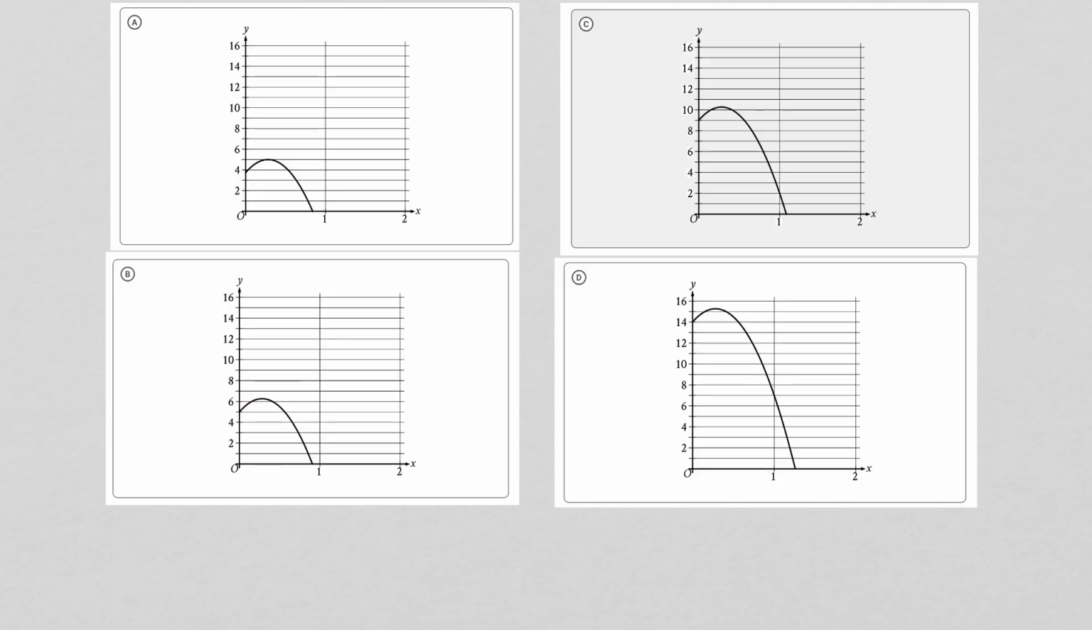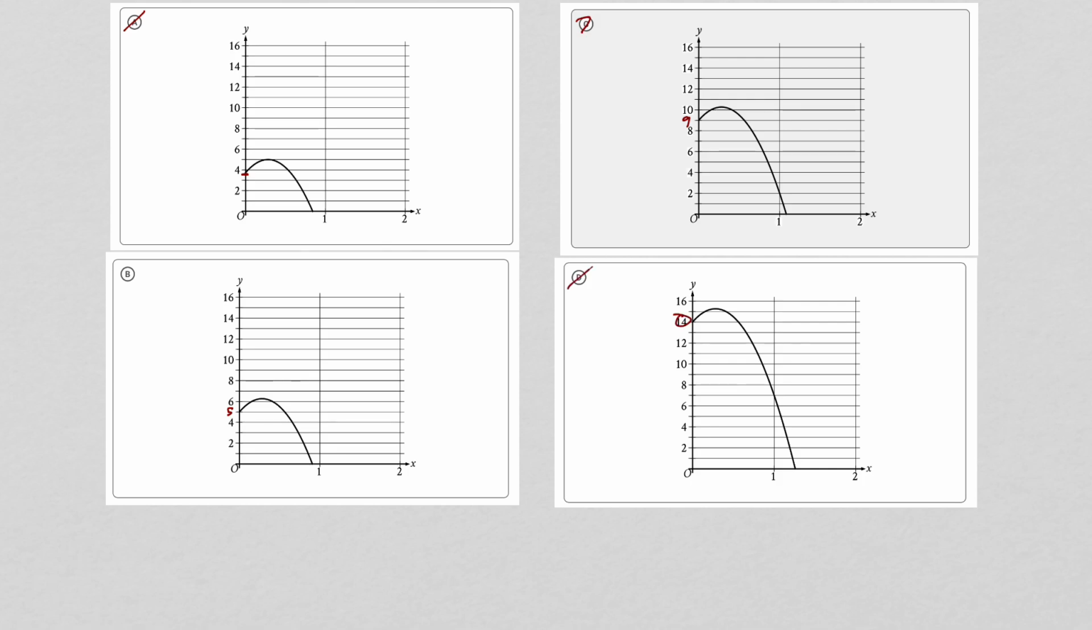So answer choice A looks like it's showing that the ball is launched from even below 4, which is definitely not what the question says. Choice B definitely is being launched at 5, so I like that. Choice C is being launched at 9, so we do not like that. And choice D is being launched at 14.